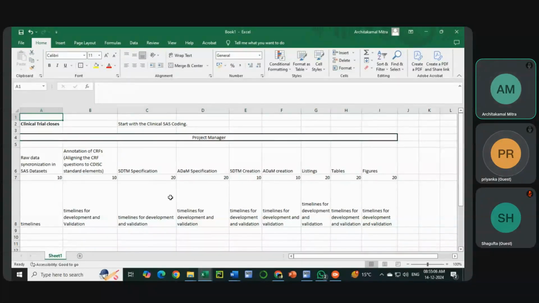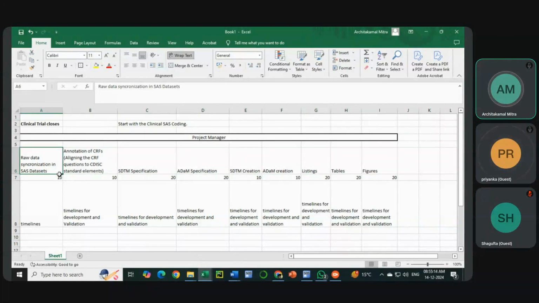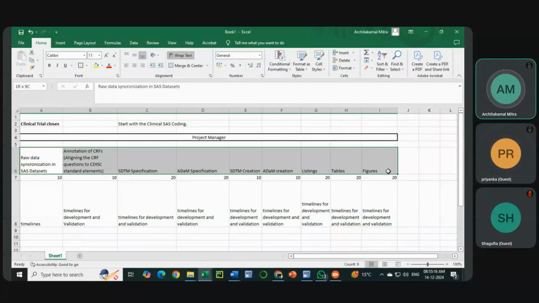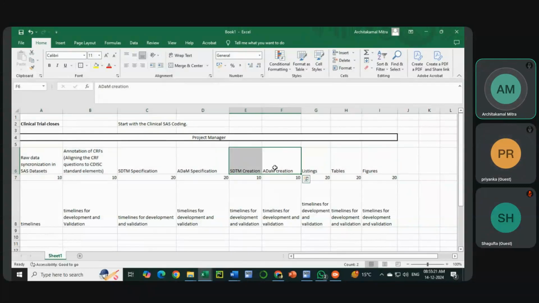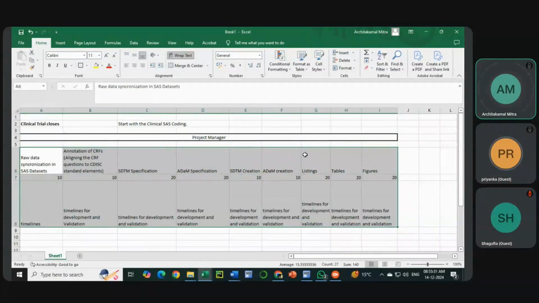The project manager will look into all these things, whether they are happening correctly or not. You will be placed somewhere in all these things. You might be placed in SDTM creation, or ADaM, or listings and tables creation, anywhere. There are specific teams working, and the project manager will be looking into this entire timeline and what the problems are.